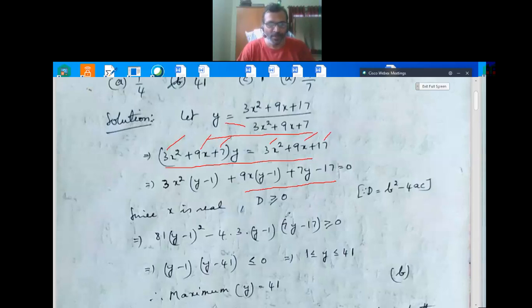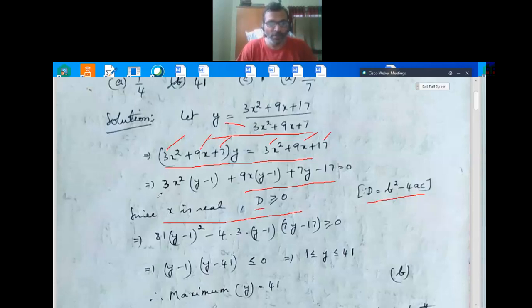Now, since x is real, because x is a real number, it's from the question we know that the discriminant D is greater than or equal to 0. The formula for D is b squared minus 4ac. Actually, in ax squared plus bx plus c, a is the coefficient of x squared, b is the coefficient of x, and c is a constant.